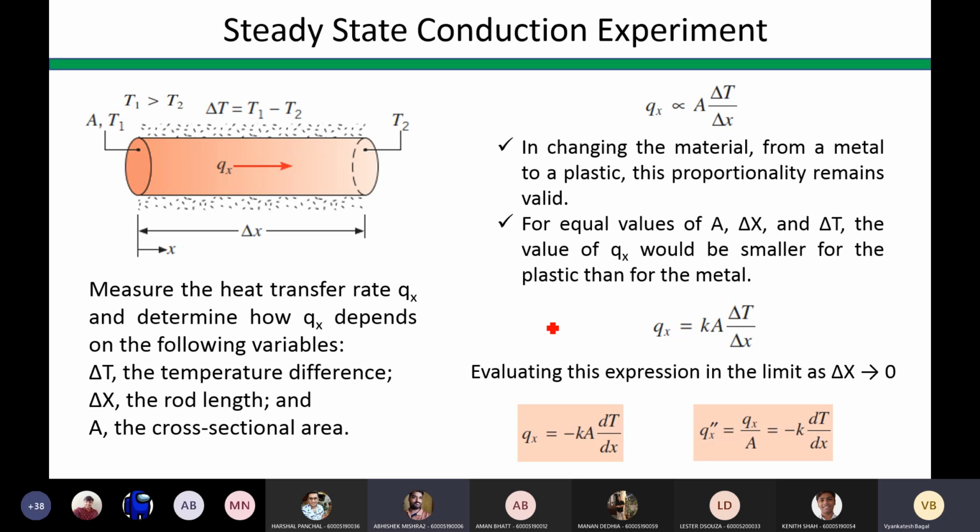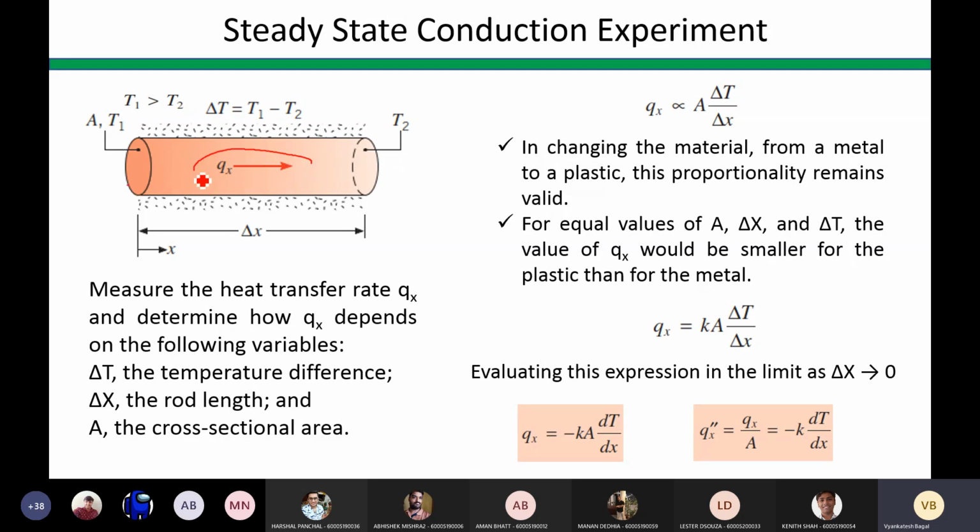Consider it as a solid bar of this length delta x, right? And the diameter, whatever you want, you take. Capital A is the cross-section area of this rod. T1 is the temperature of the left face, T2 is the temperature of the right face, and from the diagram it is clear that the left face is hotter compared to the right face. So temperature T1 is greater than T2. So the direction of heat transfer is from left to right.